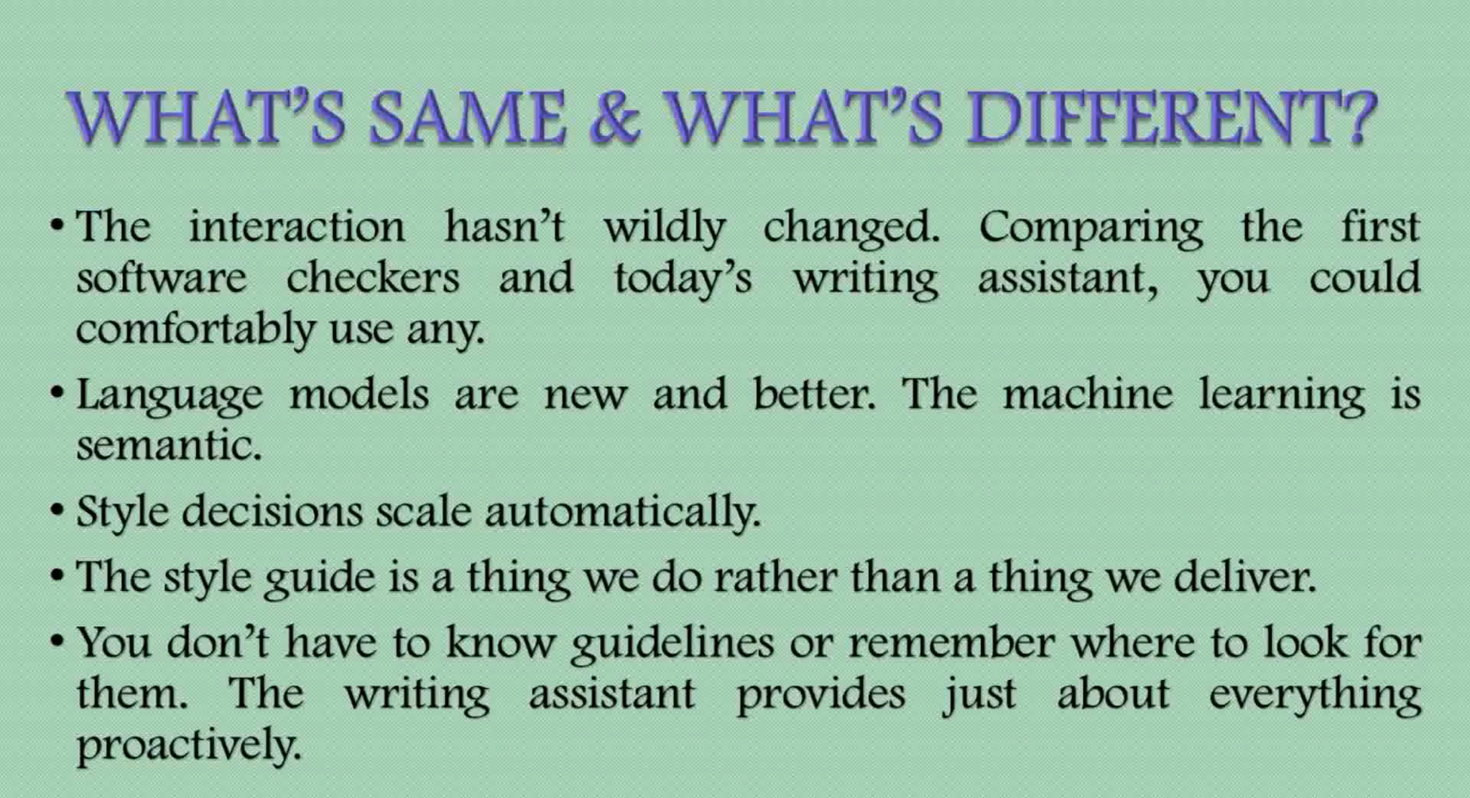And what is the same and what is different? The interaction hasn't widely changed. Comparing the first software checkers and today's writing assistant, you could comfortably use any. And what is different? Language models are new and better. The machine learning is semantic. Writer learns how writers write. As we feed it more content and interact with corrections, it outperforms other checkers.